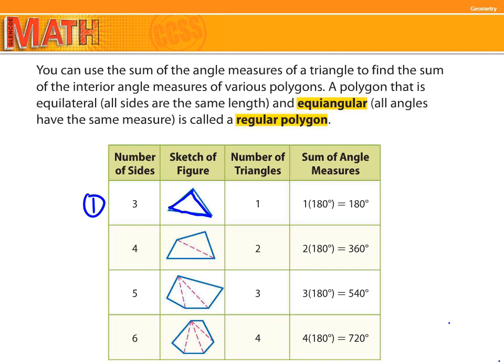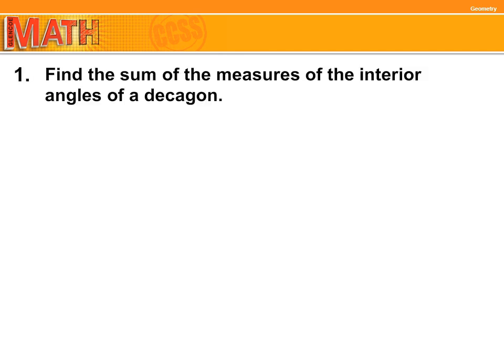If you have a figure that has 4 sides, you're going to subtract 4 minus 2, which will give you the number of triangles that are inside that figure, 2. Then you multiply 2 times 180, which is 360. And you can see on the next 2 figures, a figure that has 5 sides will have 3 triangles inside, so 3 times 180. And then a figure that has 6 sides will have 4 triangles inside of it, and 4 times 180 equals 720.